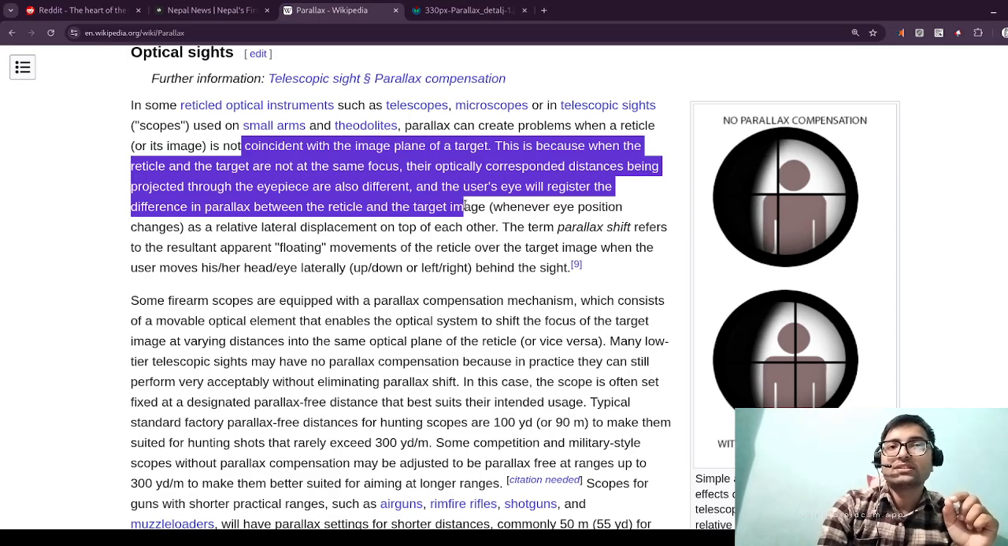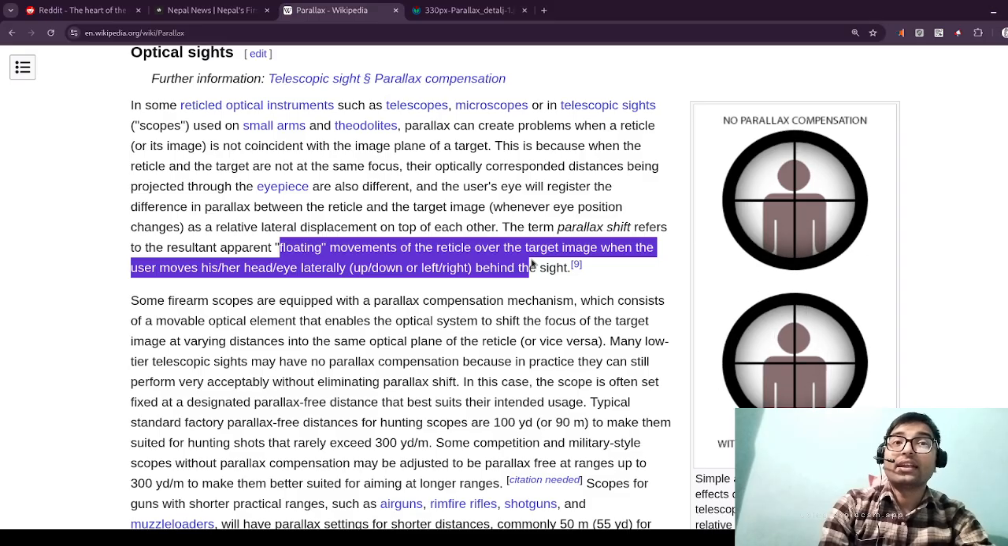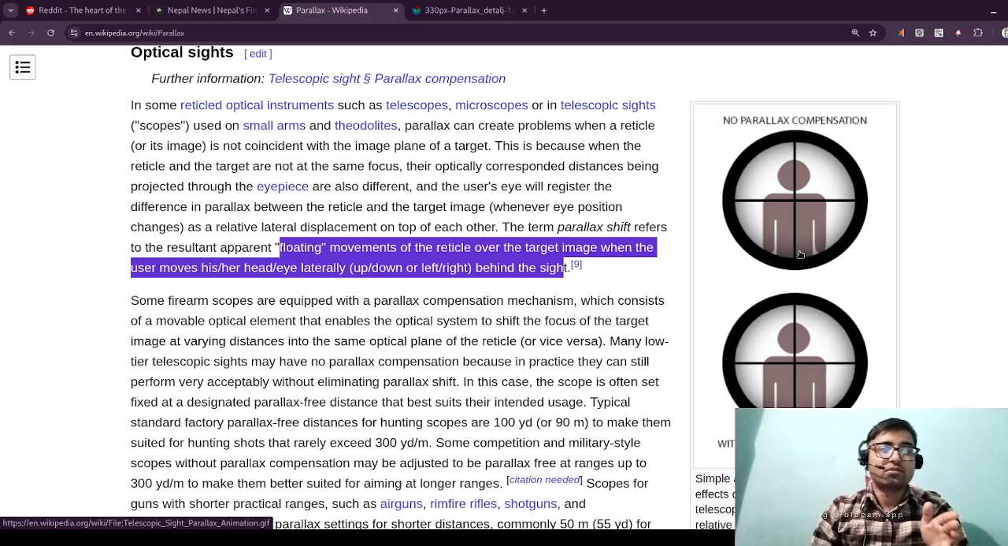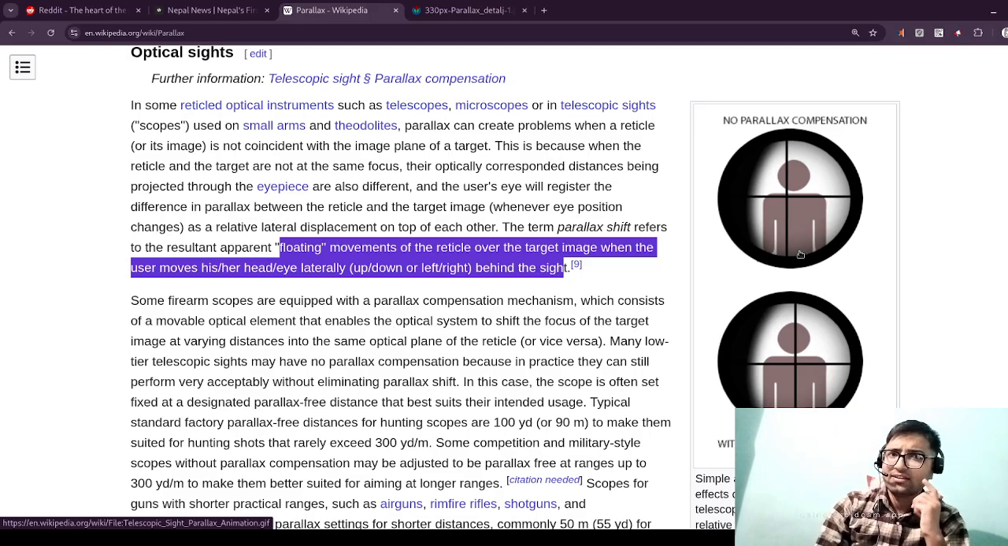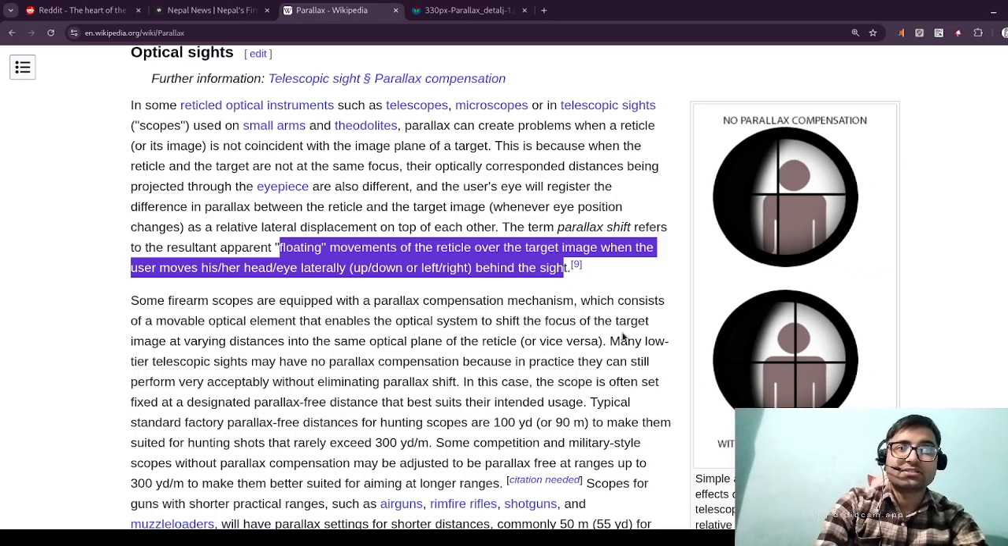Whenever the eye position changes as a small lateral displacement on top of each other, the term parallax shift refers to the resultant apparent floating movement of the reticle over the target image when the user moves his eyes or head laterally, up and down behind the sight. Oh, that means the lens is not changing, but the position of the eye watching the target is being changed due to the parallax effect. The reticle moves along with the changes in the eye, but it is compensated by the parallax.